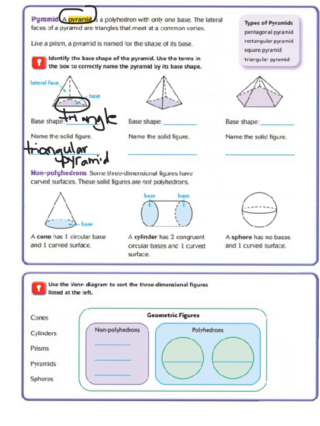Okay, let's look at our next one. We have to look at our base shape, and if we look at our base shape, we can see that not all the sides are exactly the same length, but we have our right angles, so our base shape is going to be a rectangle. And we are going to remember that our base is what names our solid figure. So then we're going to have a rectangular pyramid.